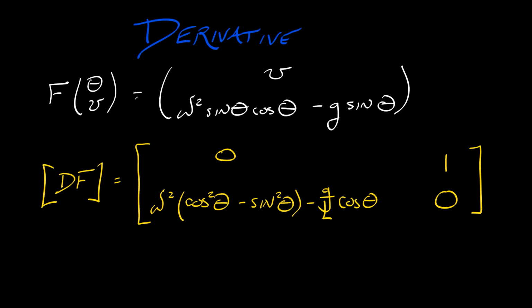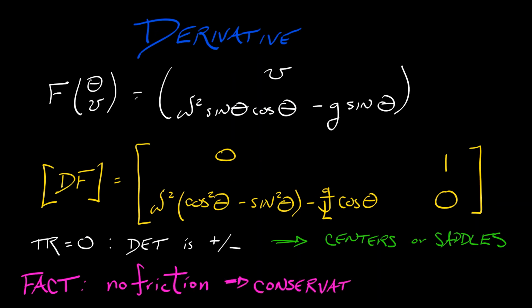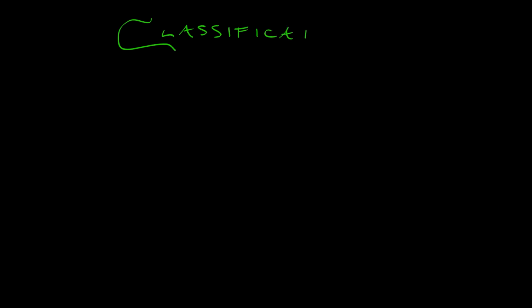Okay, now in this 2x2 matrix, the trace is always 0. The determinant is either going to be positive or negative, hopefully not 0. That means that we're going to have either centers or saddles. Now, what about those centers? Well, the fact is that because this pendulum is frictionless, once again, we have a conservative system so that we're really going to have true centers wherever the determinant is positive. So let's use this to classify these 4 equilibria and see how it compares to the ordinary nonlinear pendulum.